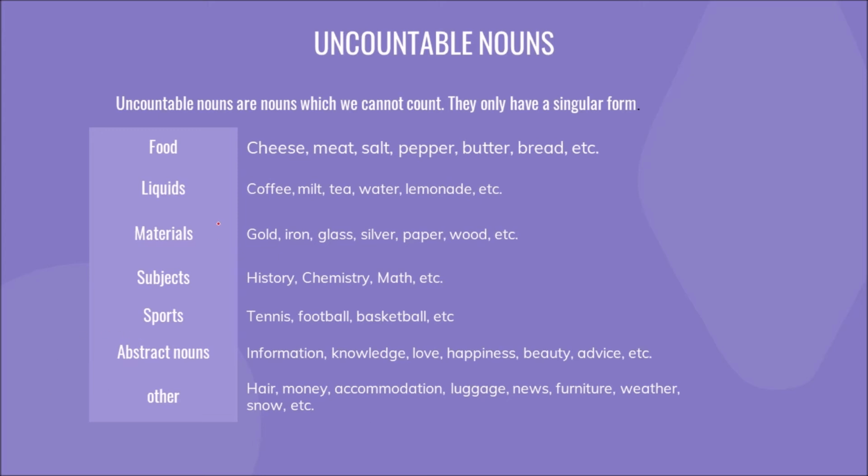In front of you, we've got some examples of which word or which category of the words are uncountable. For example, food. We cannot count cheese, meat, salt, rice, flour, etc. Liquids are not countable. Materials, subjects of the school, sports, abstract nouns like information, knowledge, love, hate, and others, hair, money, accommodation, luggage, etc.